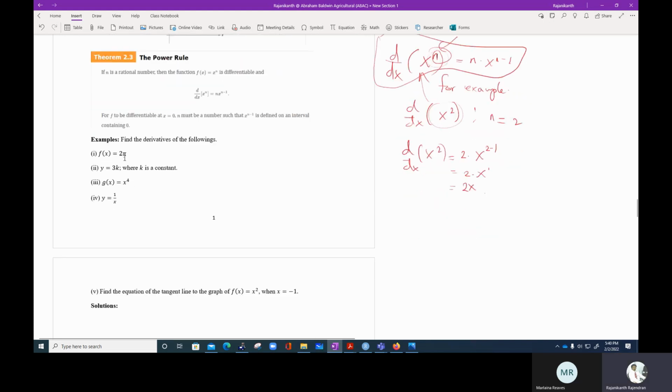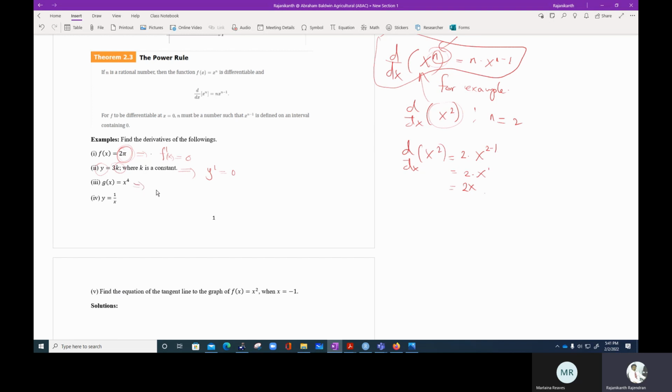Now there are some easy example problems. Find the derivatives of the following. First one, the given function is 2 pi. Remember, pi is a constant number, 3.142. Altogether, this is a constant. Therefore, the derivative of this function is always 0 because it is a constant. Now, instead of f(x), the function y is given. If you take the derivative of function y, we write y prime. Again, this is also going to be 0 because the given function is 3 times k. k is a constant, so 3k is also going to be constant. So the derivative of a constant is again 0.